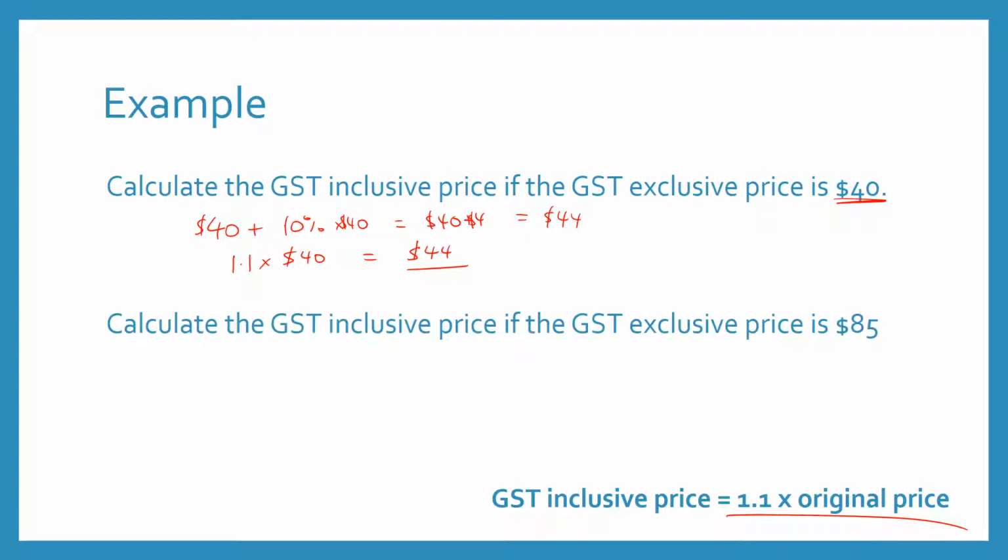Now it's your turn. What would the GST inclusive price be if we started with $85? Okay, so we'll just use the formula. You could use the other method if you wanted to. 1.1 times $85 is going to give us $93.50. So that would be our answer.